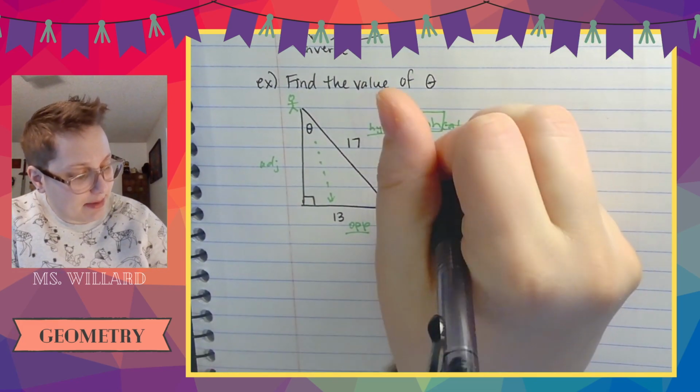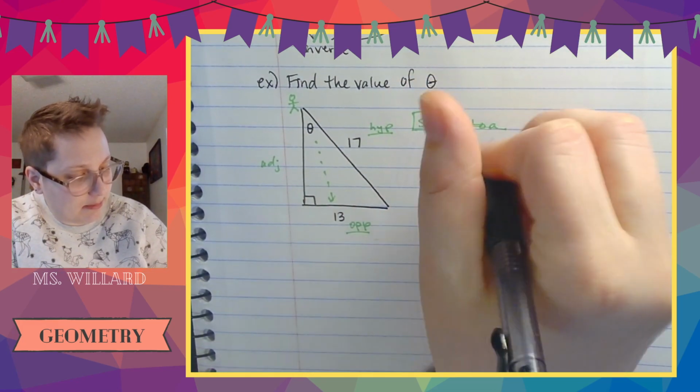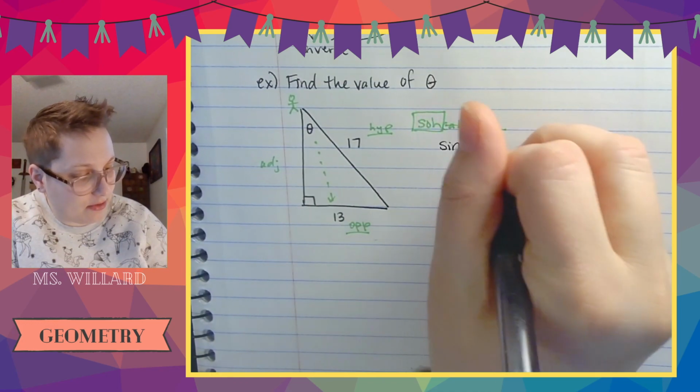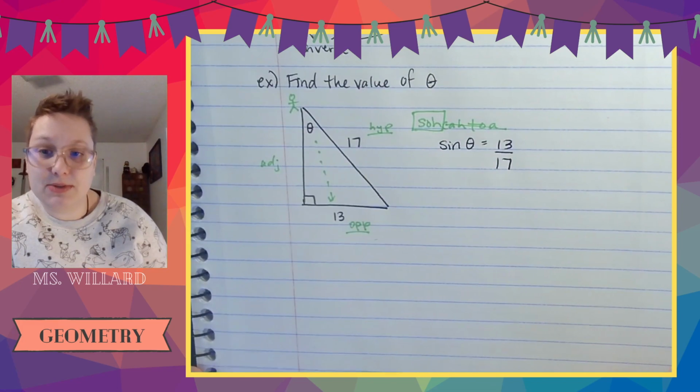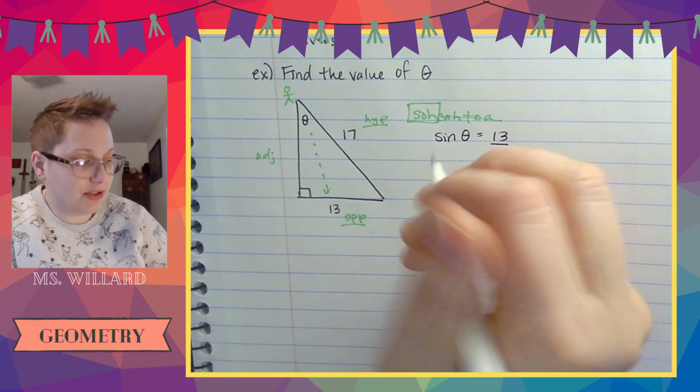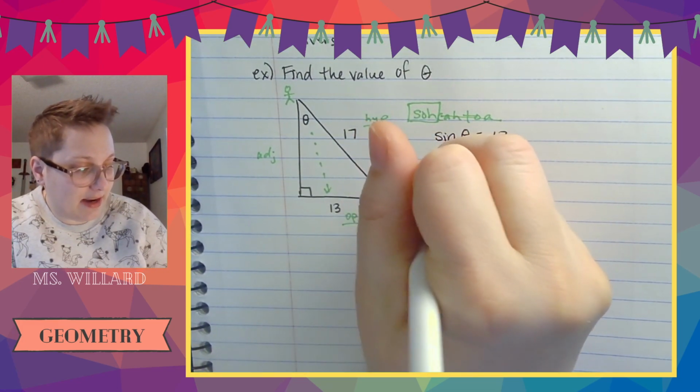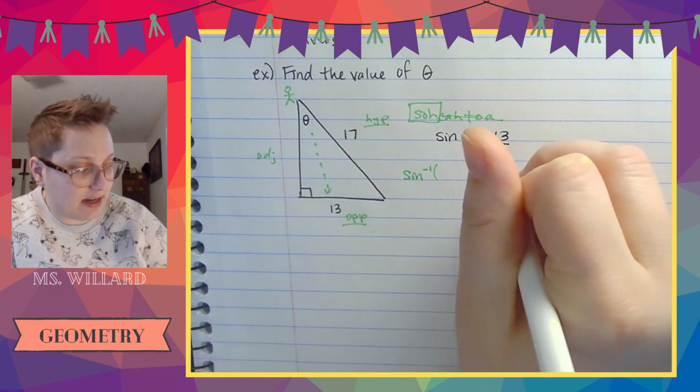Okay, so I'm going to set up my normal statement, but sine theta, I don't know theta, equals 13/17. So here's what I do. I'm going to undo the sine by doing sine inverse of both sides.